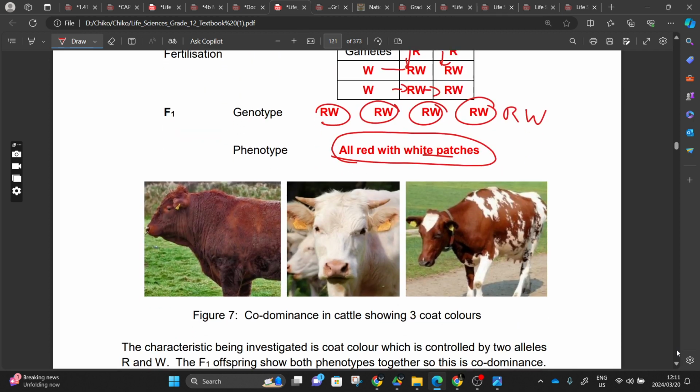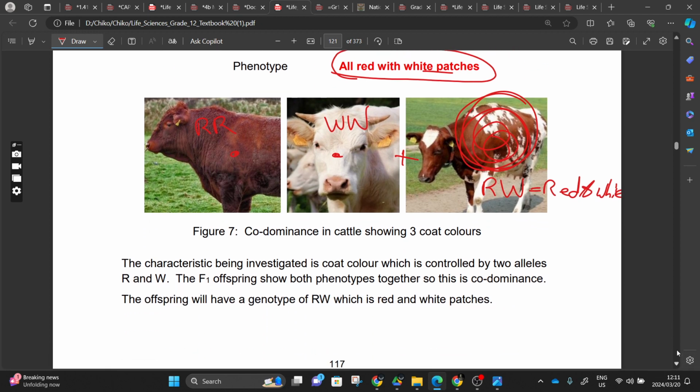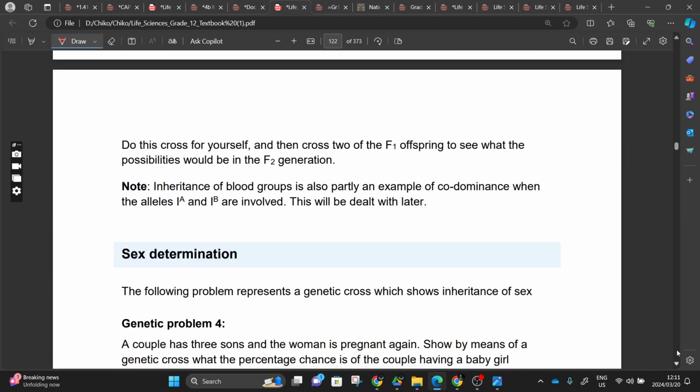Here's an example. We have this color here, and this color here, and when we mix together, we find a color which is codominant. It means here we have red, red, multiplied with white, white, and then here we'll have RW, which will be red and white. This one is complete. So this complete and incomplete thing, you are done, my friend.